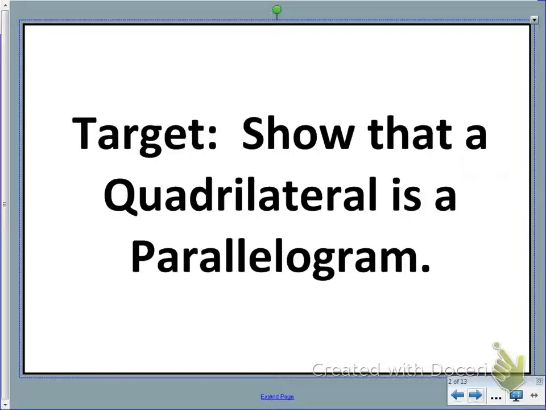Welcome, geometry students. Today we're going to learn how to show that a quadrilateral is a parallelogram. Before we work with today's target, it's very important that you understand all of the traits of a parallelogram.